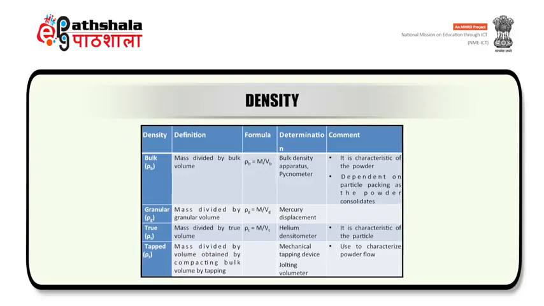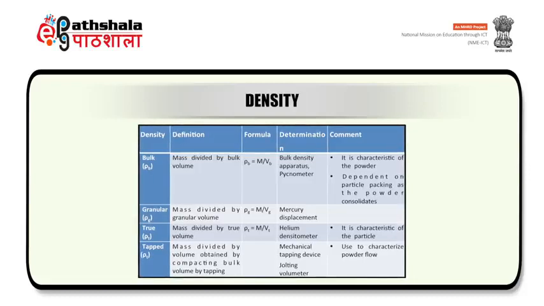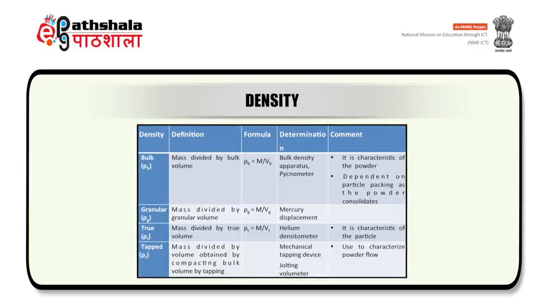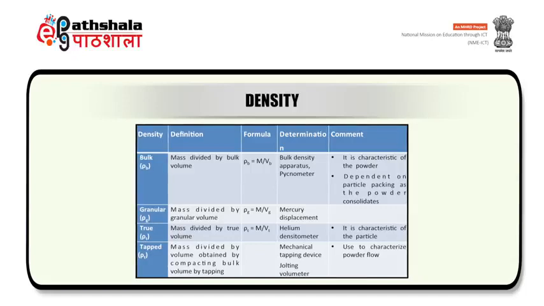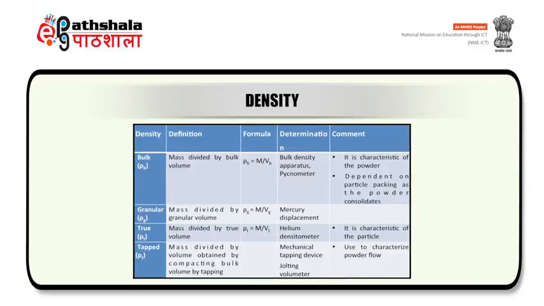The first type, as already mentioned, is bulk density. It is defined as mass divided by bulk volume. It is determined by bulk density apparatus or pycnometer. It is characteristic of a powder and it is dependent on particle packing as the powder consolidates. The next density is granular density, which is defined as mass divided by granular volume. It is determined by the mercury displacement method.